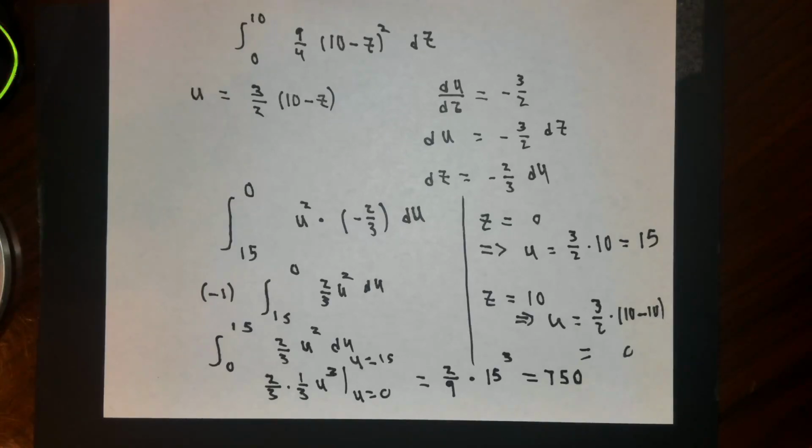I can factor out -1, and if you'll remember, when you multiply a definite integral by -1, all that does is interchange the limits of integration. So that will change this to the integral from 0 to 15 of 2/3 u squared du, which is direct to evaluate.